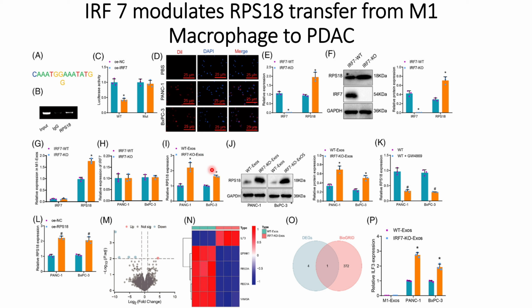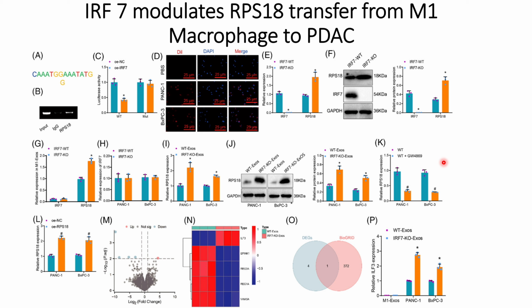And they verified their results also with the Western blot, where they can see that in the case of knockout, the pancreatic cancer cell has more RPS18, and BXPC3 cells also have more RPS18, and the quantifications are on the right hand side, where we can see that PANC1 cells have more RPS18 expression compared to the wild type case, and the same results are observed for the BXPC3 cells.